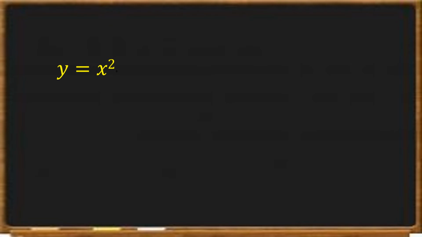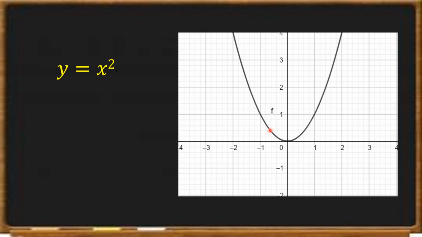Okay, what if we change the value of your a? Here in y equals x squared, the value of your a is 1. So imagine 1 here. The vertex of the graph is at the origin, 0, 0. It opens upward because your a is positive 1.